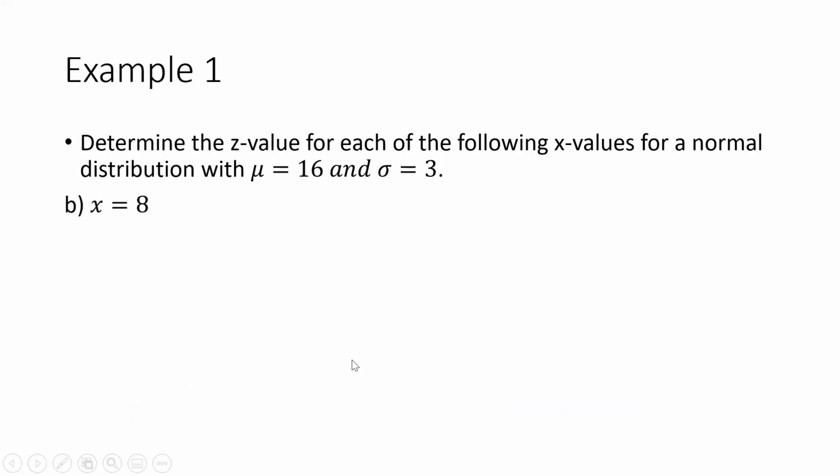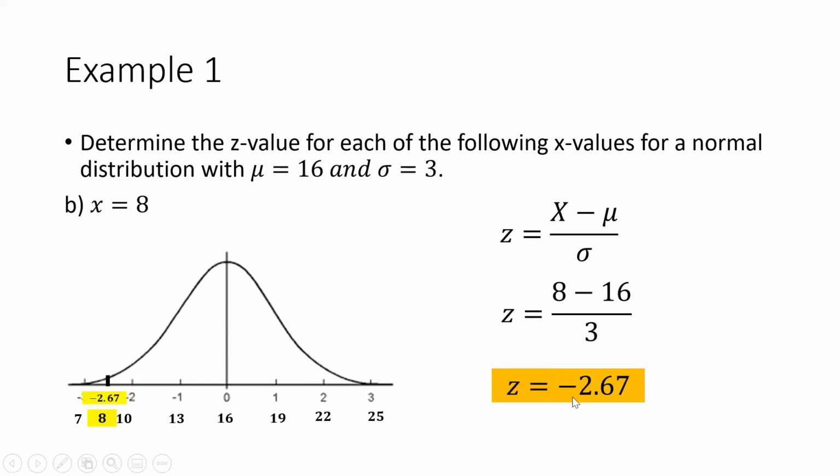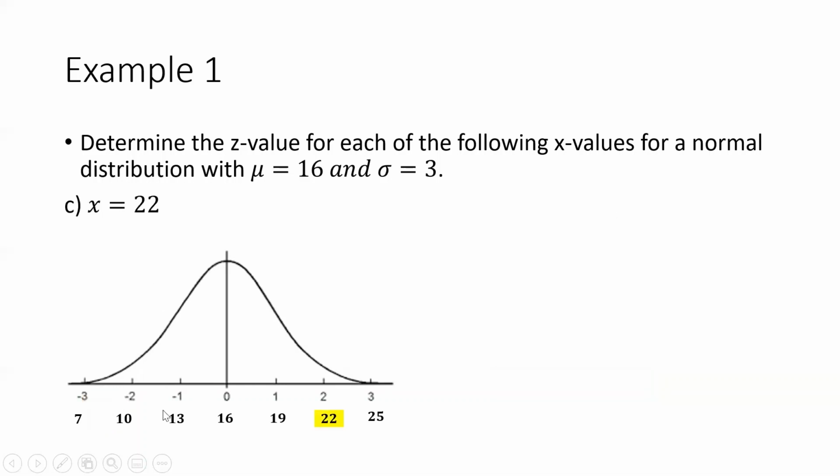So how about x equals 8? The same process. 8 is between 7 and 10, or in z-scores, that is between -3 and -2. So it's somewhere here. What is the z-score of x equals 8? Using the formula, x minus the mean over the standard deviation, our x is 8 minus the mean 16 over the standard deviation. Computing this is equal to -2.67. So the z-score of x equals 8 is -2.67.